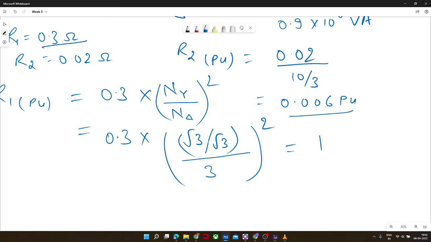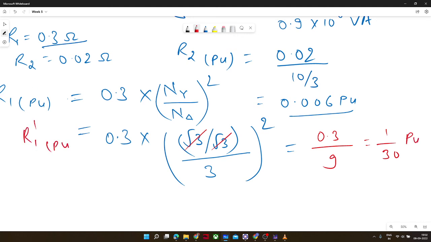Okay, I will solve it here. This will cut, so 0.3 divided by 9, so 1 by 30. 1 by 30 would be the per unit value of R1 dash PU. Okay. We have R1 dash PU, we have R2 PU. So we will add both. And I guess I haven't divided it by base value. So after dividing it with base value, then we will get per unit value.